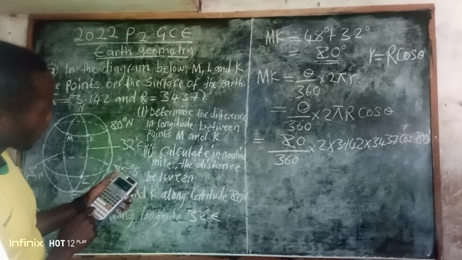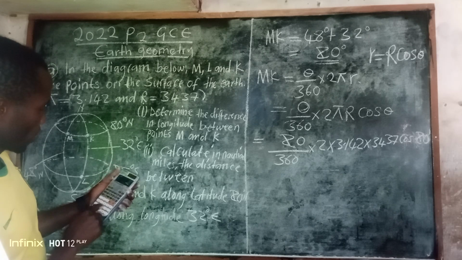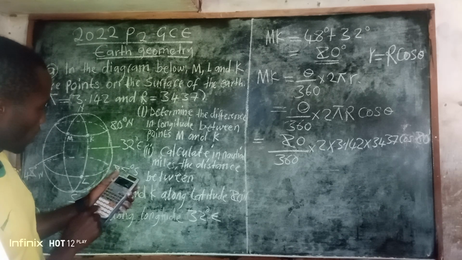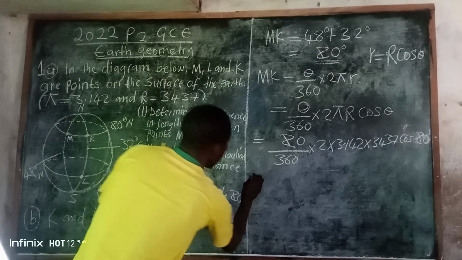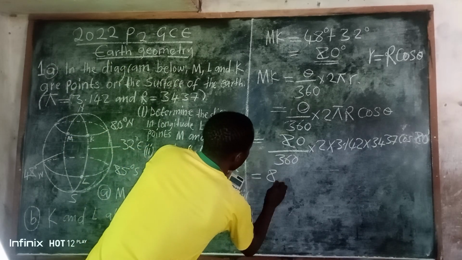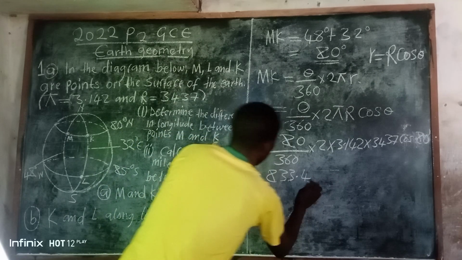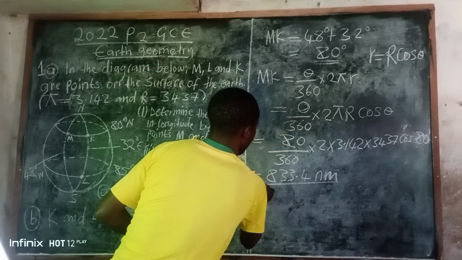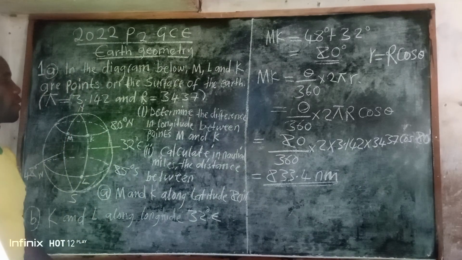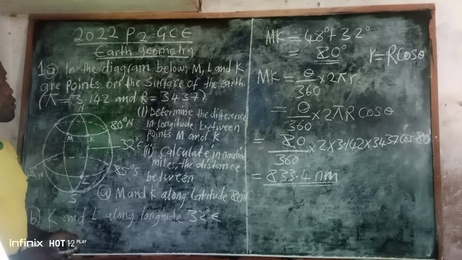Okay, after calculating everything, 2 times 3.142 times 3437 times cos 80. Okay, so the answer is 833.4. Not commas, I mean nm. We just write in initials, not commas, nm. Okay, so that would be the distance. That is our distance between M and K in nautical miles.